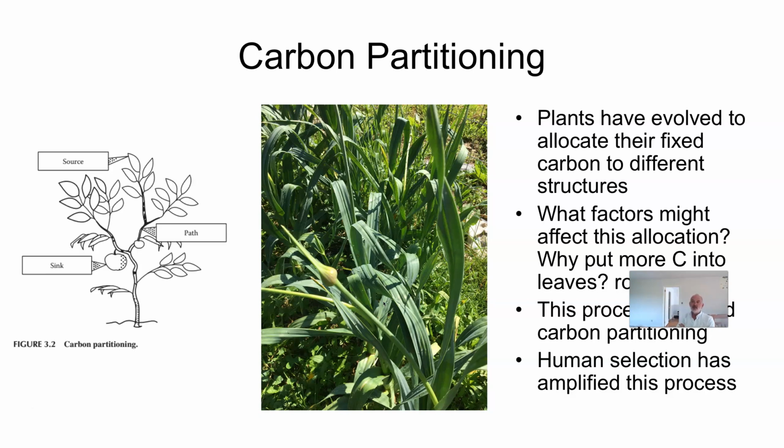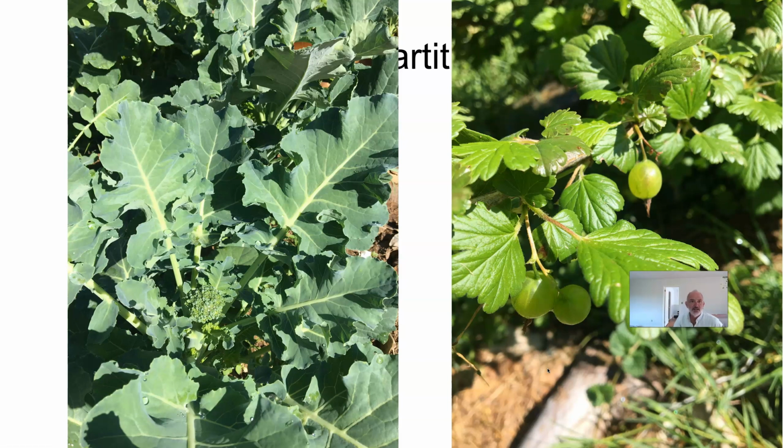So when I think about this conceptually, how does evolution favor certain kinds of carbon partitioning in plants? And then how do we change or modify that as humans? How do we select for that? Okay. Here's two more examples. You can't see the title across the top. This is carbon partitioning. On the left is a young broccoli. On the right is a gooseberry.